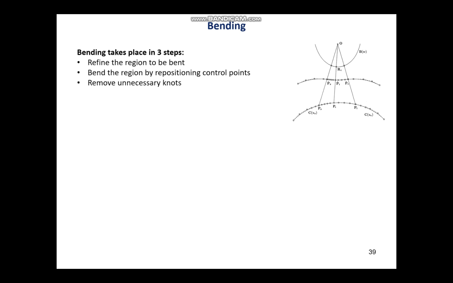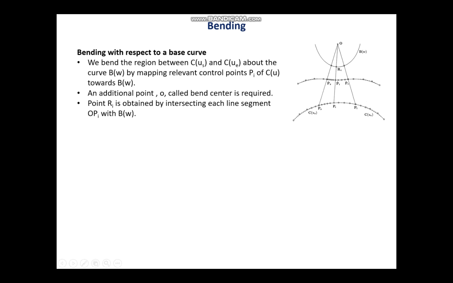Bending takes place in three steps. Define the region to be bent, bend the region by repositioning control points, remove unnecessary knots. We need to have a base curve with which we will be bending the original curve. We bend the region between C(u_s) and C(u_e) about the curve B(w) by mapping relevant control points Pi of C(u) towards B(w).